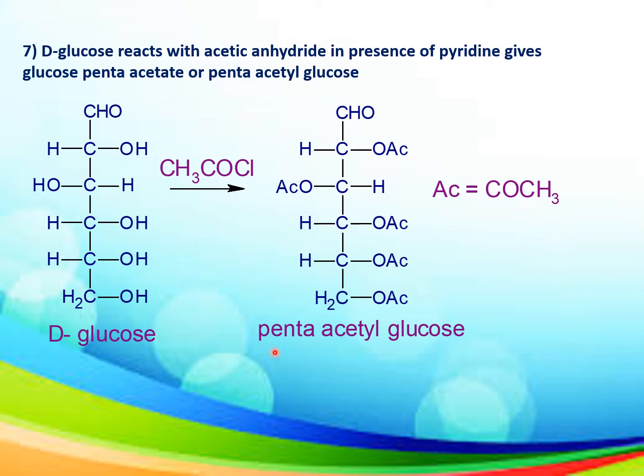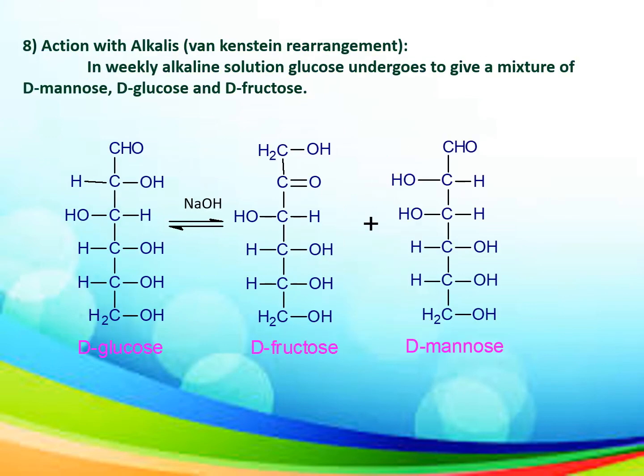We will get pentaacetyl glucose. Because glucose contains 5 OH groups, we will get pentaacetyl glucose. Reaction with alkali: in weakly alkaline solution, that is sodium hydroxide, glucose gives a reaction mixture of D-mannose, D-glucose and D-fructose. All three will be obtained as a reaction mixture.